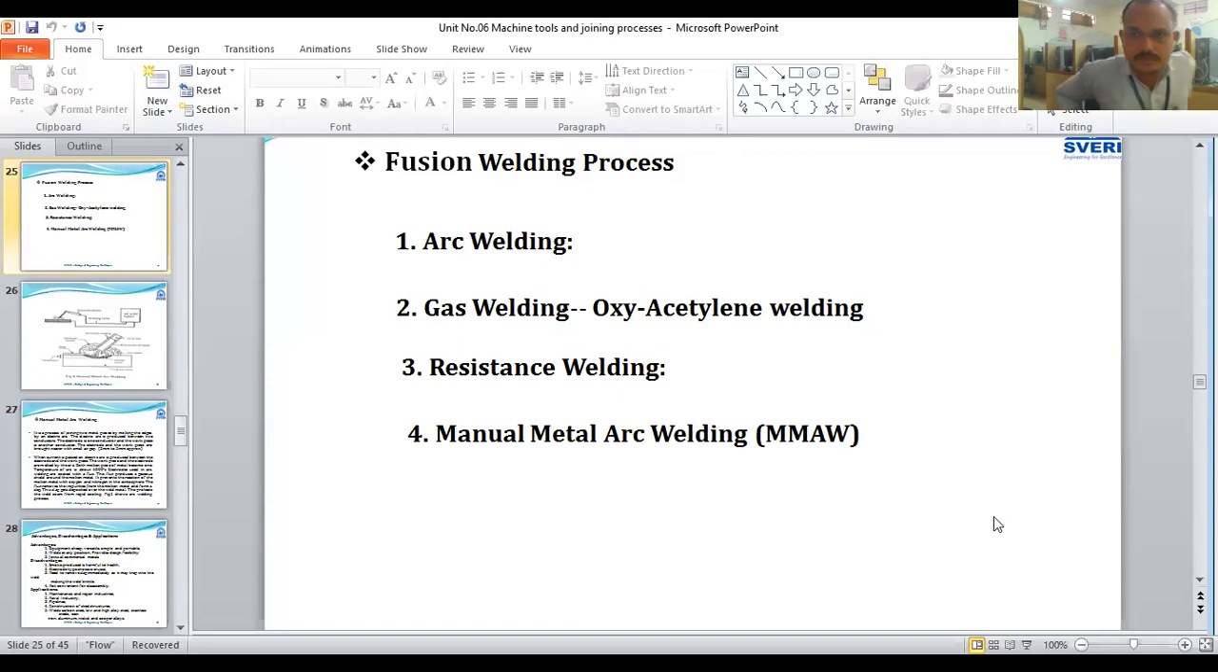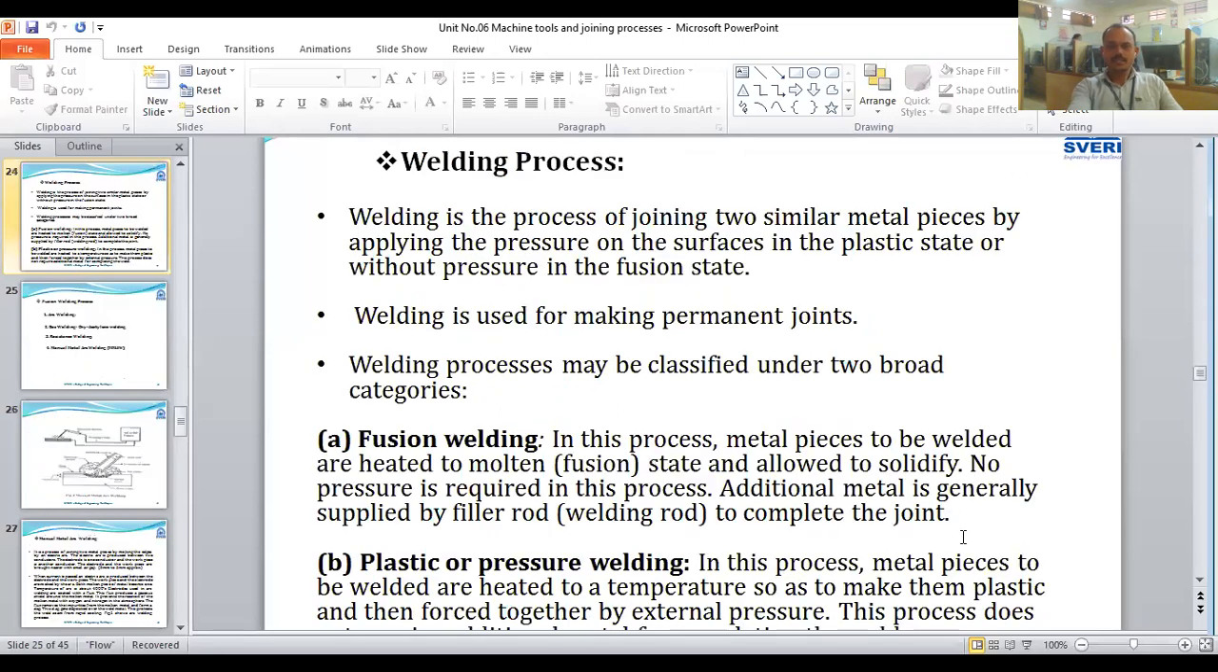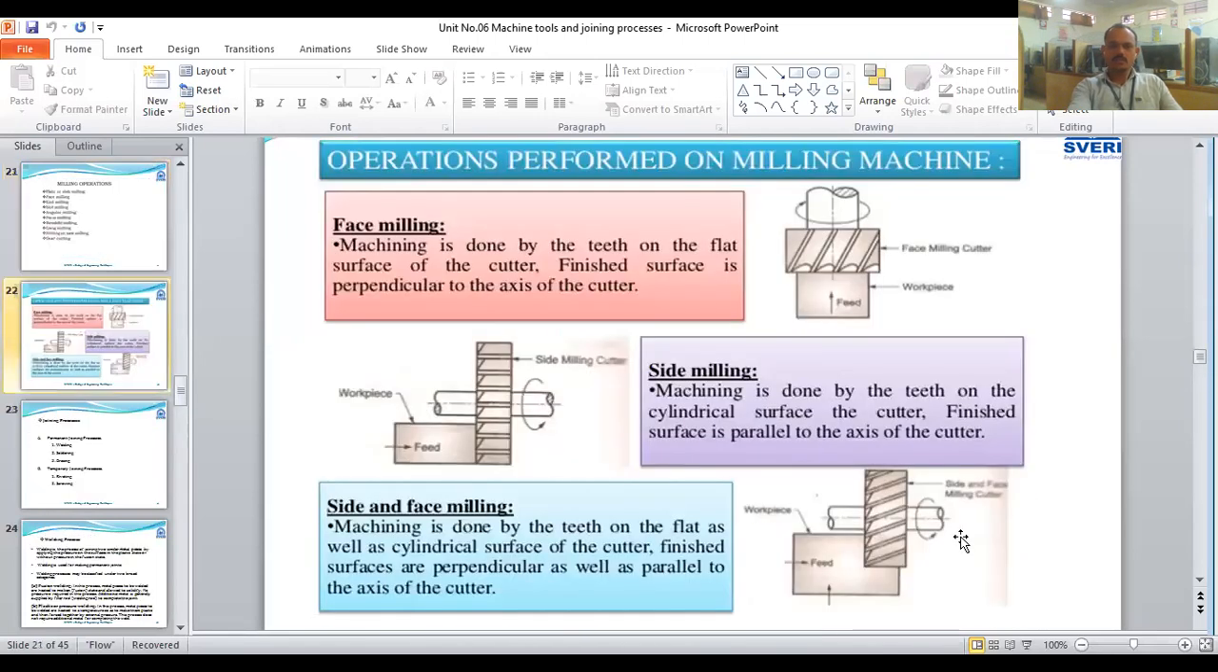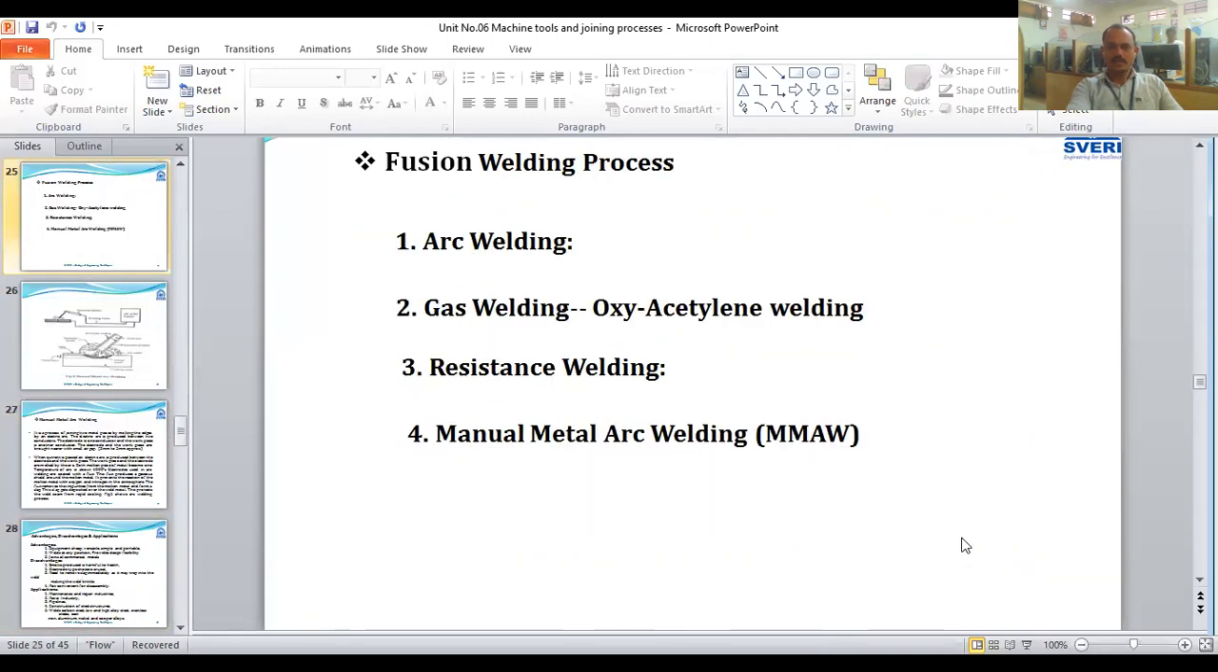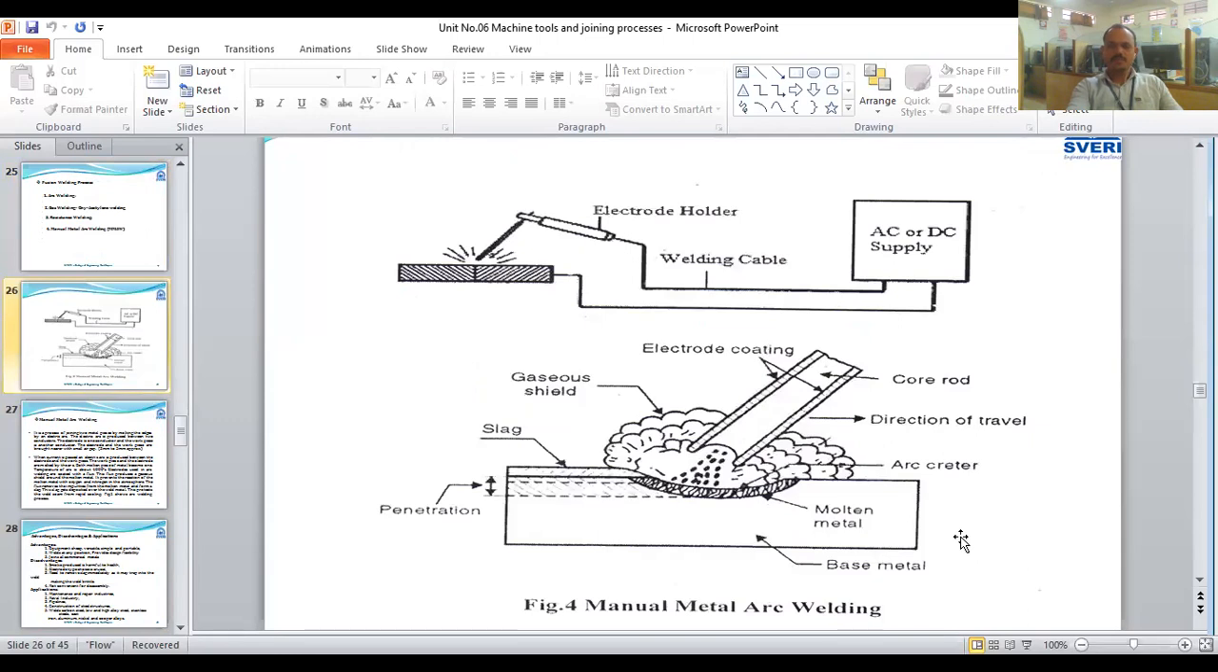So we are going to see resistance welding. Before that, we recap the previous lecture. In the previous lecture, we have seen two permanent joining processes. The first one is arc welding, and the second one is manual metal arc welding, which is a very useful welding method, and we can use it for very strong joints.